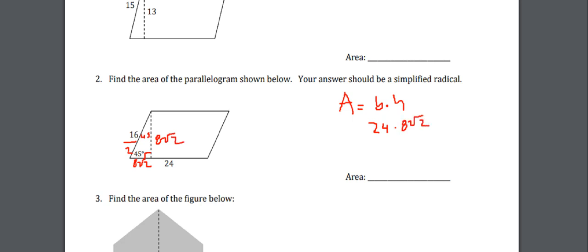And so the area is base times height. So 8 rad 2 times 24, and I want to keep it as a simplified radical, 24 times 8, which is 192 rad 2. And again, if I don't see any units, I can just write units squared.